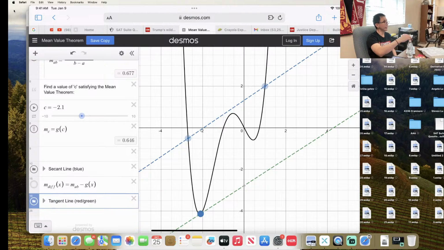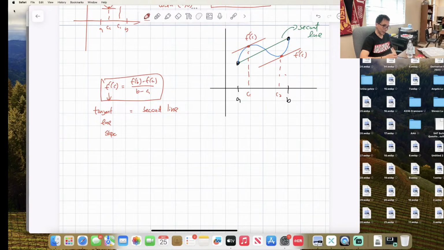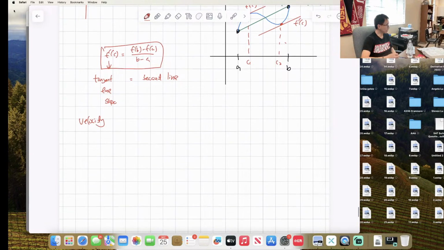Now, think about realistic situations, right? Think about that in terms of velocity. There are 2 types of velocity. Can you name those 2 types? The 2 words are ones that we use a lot in calculus. Yes? Instantaneous. Don't ask me how to spell instantaneous.